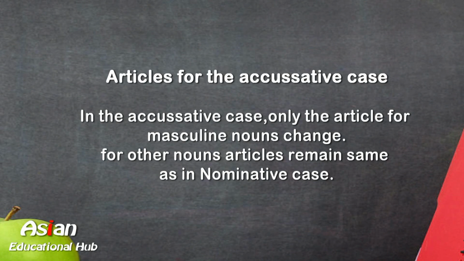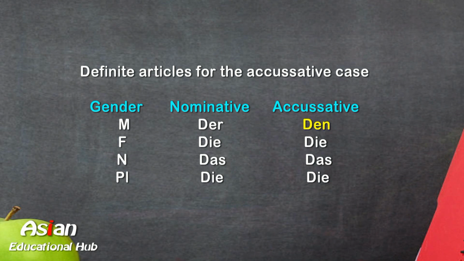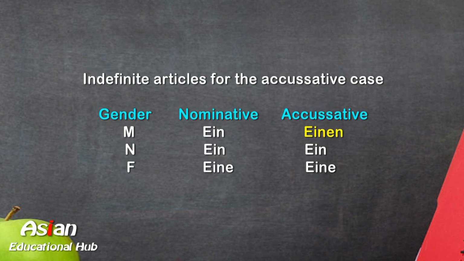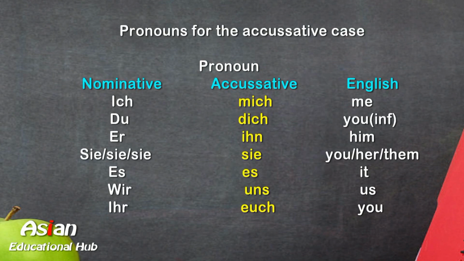Let us learn how to use articles for the accusative case. In the accusative case, only the article for masculine nouns changes. Articles will remain the same in all cases except the masculine noun. Here you can see the list. Only we have changed der to den. Others are the same as the nominative case. And for the indefinite articles in the accusative case, here we can also see that only ein changes to einen for masculine. Others are the same.